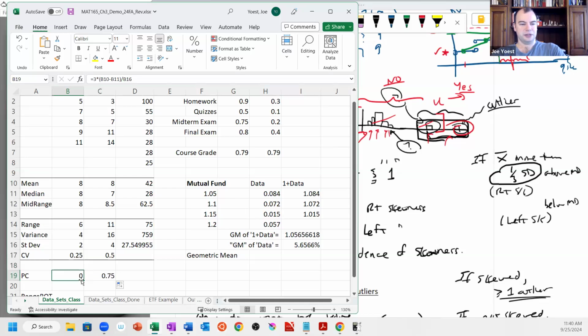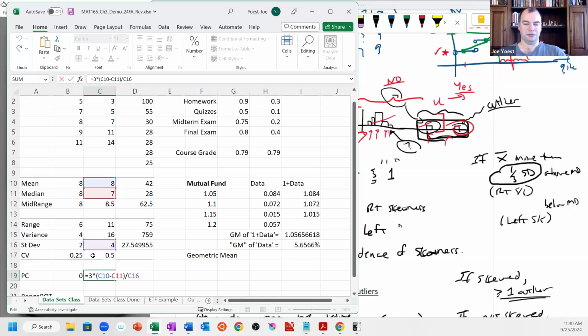If we just click on that bottom right-hand corner and drag over, we see that copies all of these cells over. We still have that relative referencing going on. It copies everything over by 1. And now we get the same measure for the Brandon data. Brandon's Pearson coefficient is 0.75.